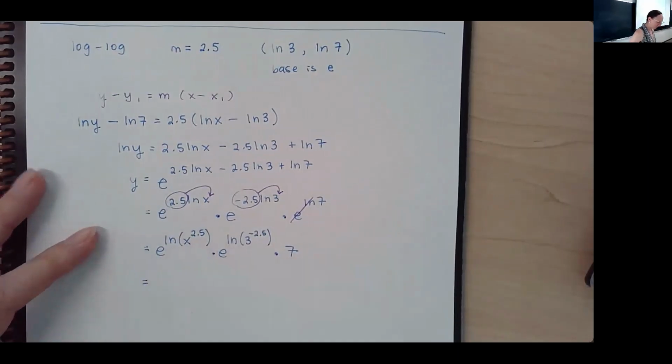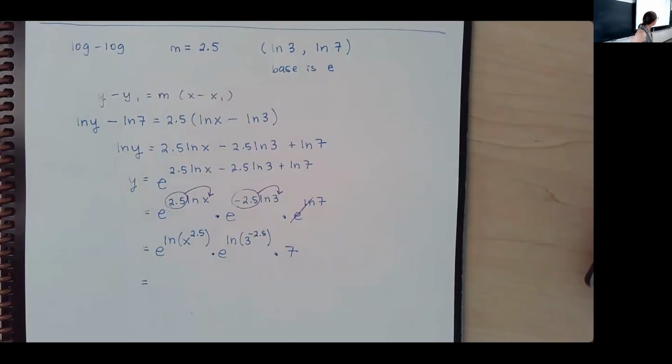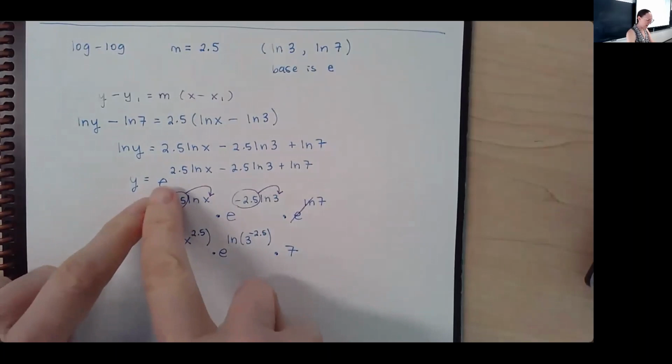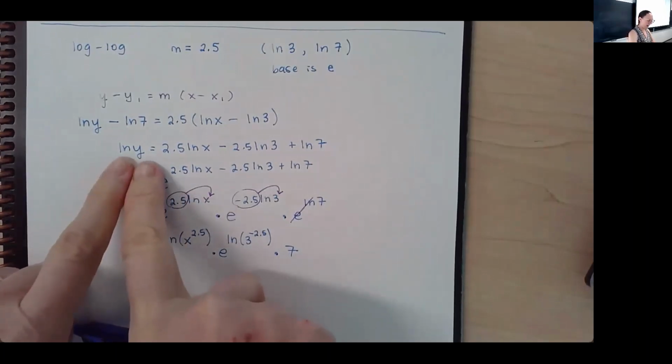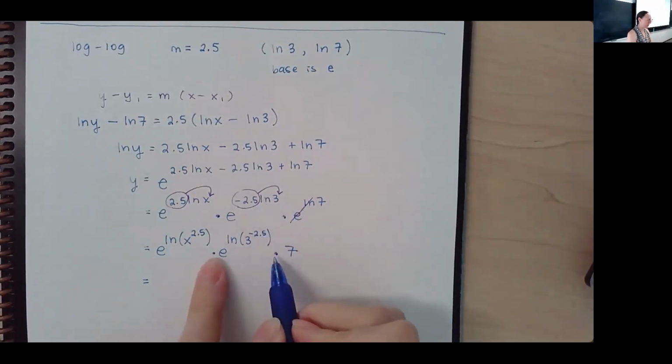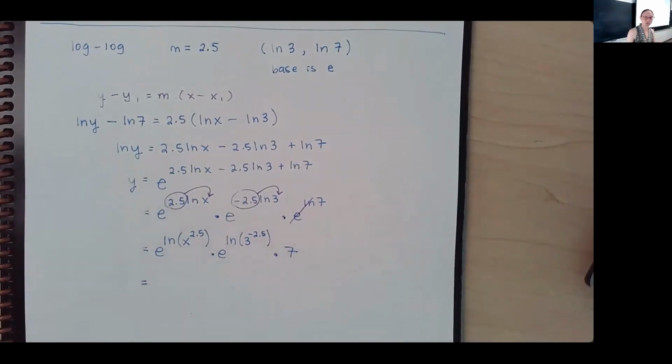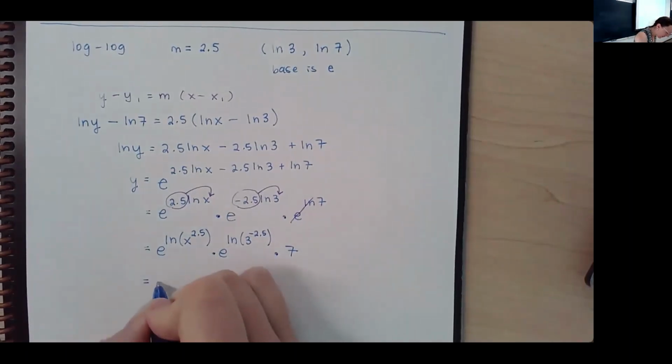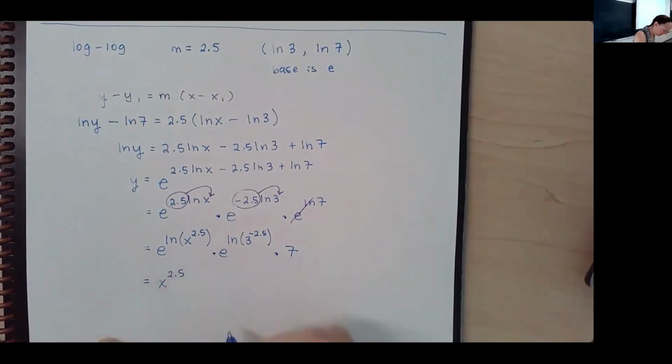The reason I did that is because when it's base e, it's raised by all of it, so then you can split it up. So when I've got ln of y and I'm undoing that, it's e to the entire thing. And then we have to break it up as multiplication between the parts because we're really using exponent rules there. So now I've got x raised to the 2.5 times 3 to the negative 2.5 times 7.